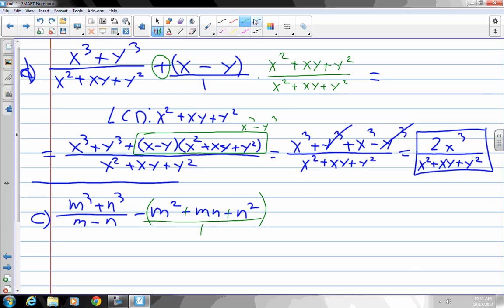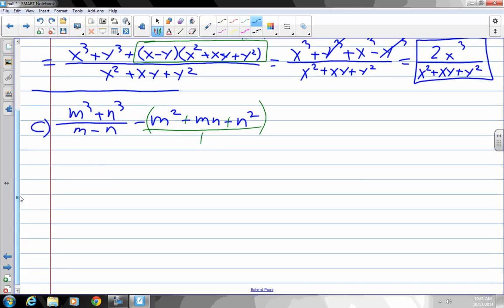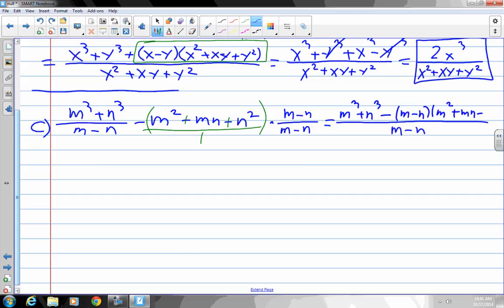So the LCD then is pretty clear, right? It's just m minus n. So I just have to multiply the second one by m minus n over m minus n. Okay. So see if I can cram it all in here. m minus n in the denominator. So the first numerator is this minus m minus n times m squared plus mn plus n squared. So again, notice how all those minuses became pluses because we still have that one big minus up front.